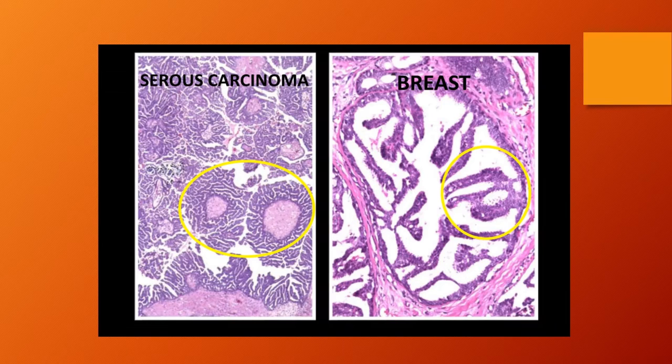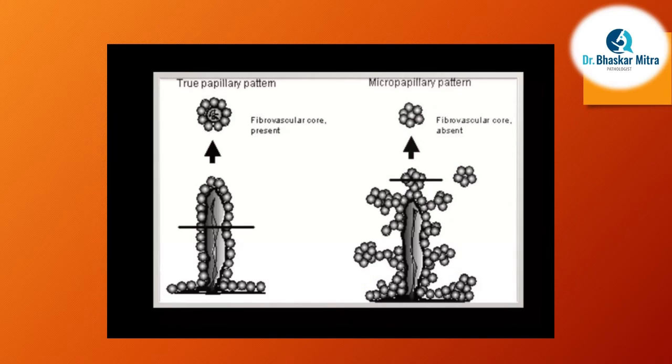In the previous one, each and every papilla had a fibrovascular core, but here there is no fibrovascular core. These are elongated, and look very carefully. Each and every micropapilla stands on the single basement membrane. This one is standing here, this one is again standing here, and this one is again standing here.